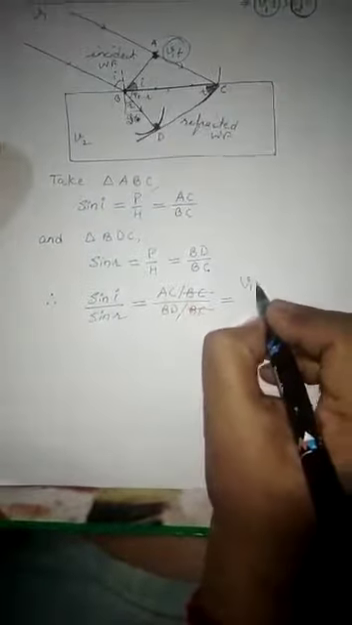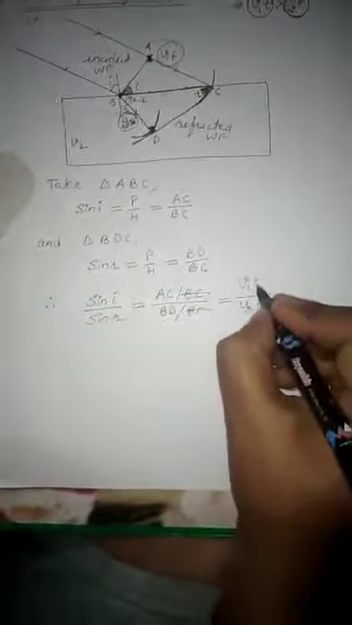BC and BC are in the denominator, so we cut these two. So what is AC? AC is V1T, and BD is what? V2T. So T and T cancel.